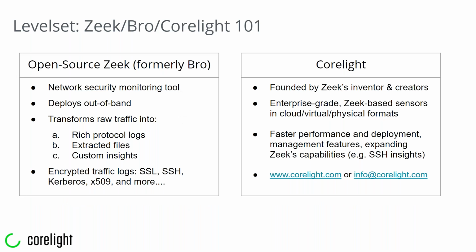Just to quickly level set everyone on the call, we don't want to presume familiarity necessarily with open source Zeek before we jump into the heart of today's discussion. So I just wanted to baseline everyone's understanding of what it is we're talking about. Open source Zeek, formerly called Bro, which is what you might be familiar with, is an open source network security monitoring tool. It deploys out of band, so it's passive. It hangs off of a tap or a span port or a packet broker, and it does three things really well. It transforms raw traffic into rich logs, files, and custom insights.